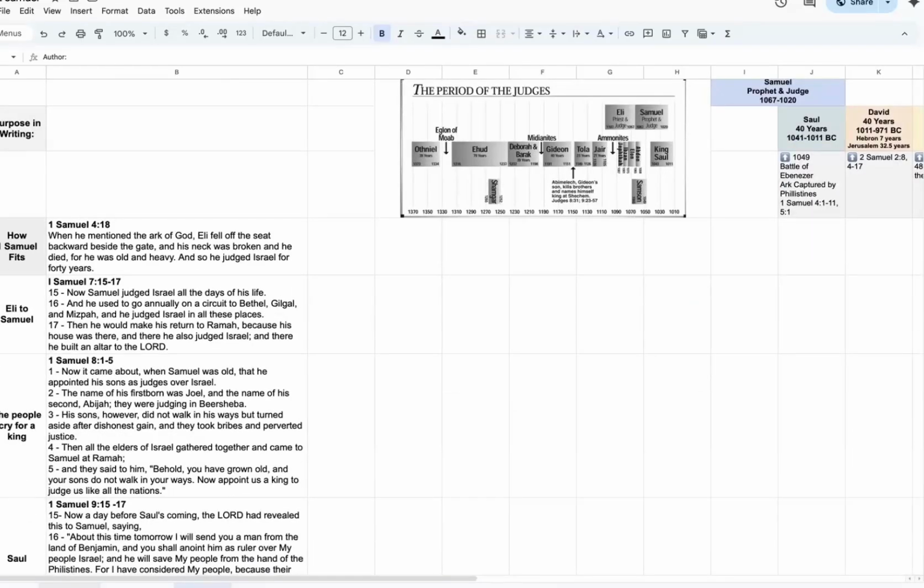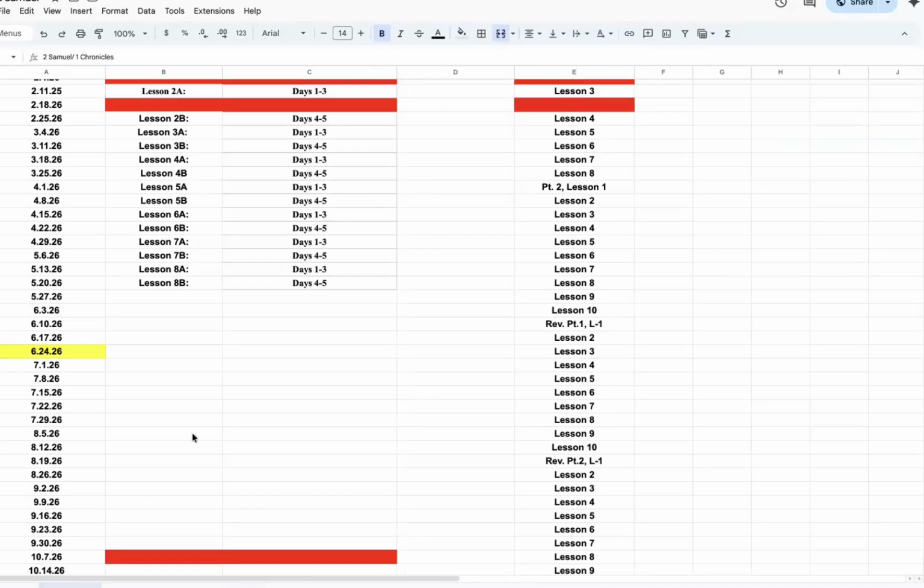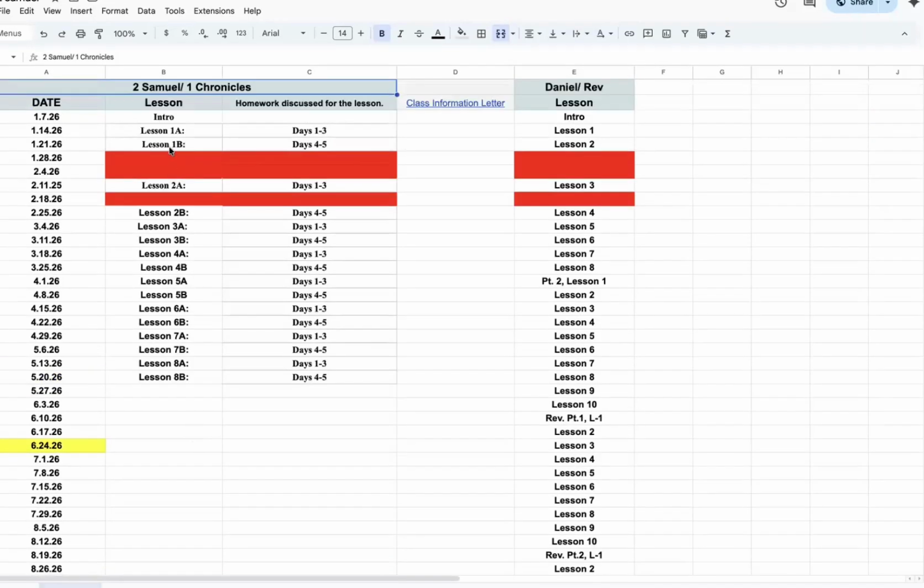So for this class, I have a class calendar up here, and as I said earlier, we have lesson 1A, which we'll go over the homework next week, but we're going to do days 1 through 3. And so you see here, I have some dates blocked out in red, which we'll send emails out about.